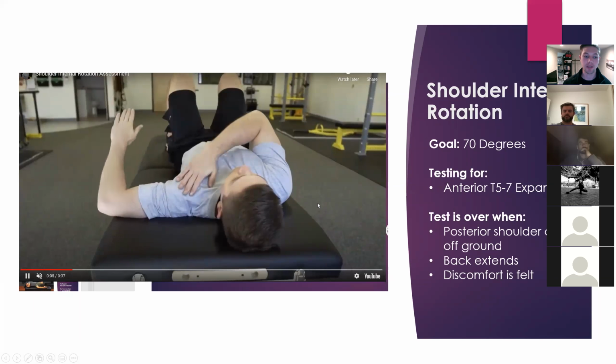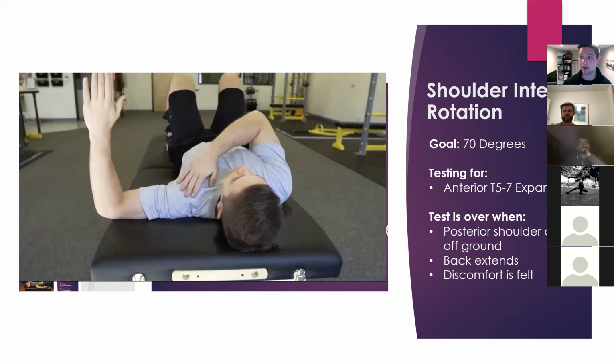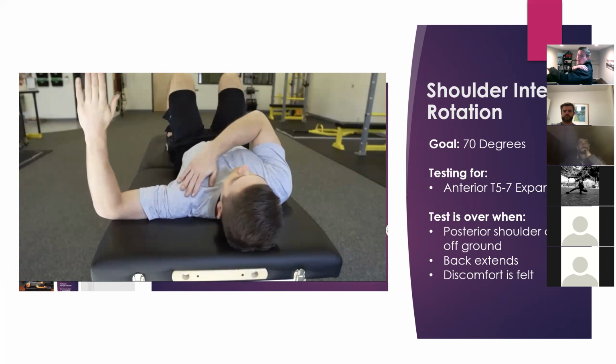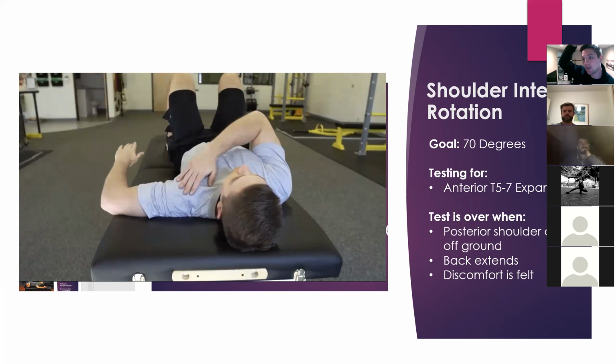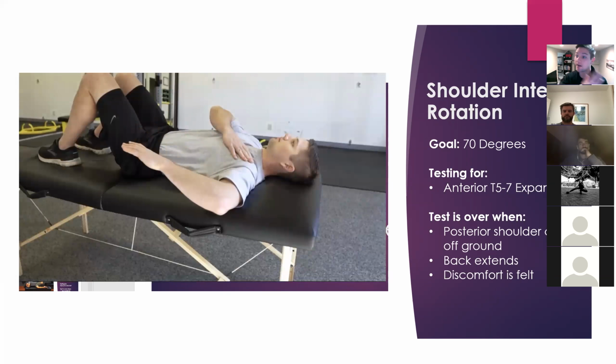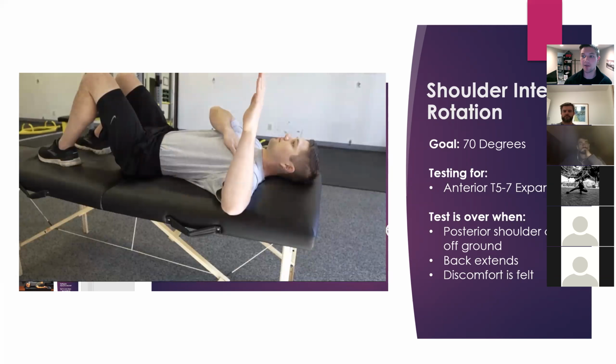So what we do is we keep that posterior shoulder on the ground. What I mean by that is right back in here, because if that comes forward, then you can easily cheat on this test. That's what I'm looking out for first and foremost. You can cue them to keep the other hand on that shoulder to help make sure they do that.